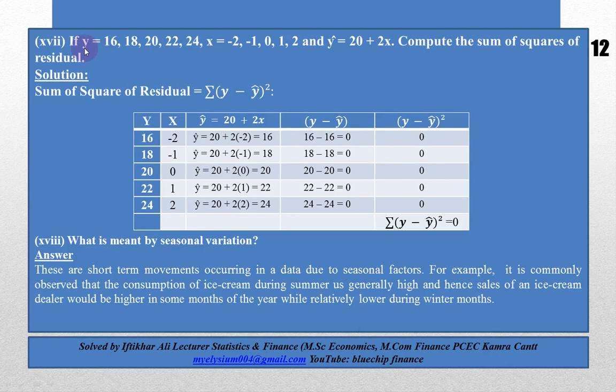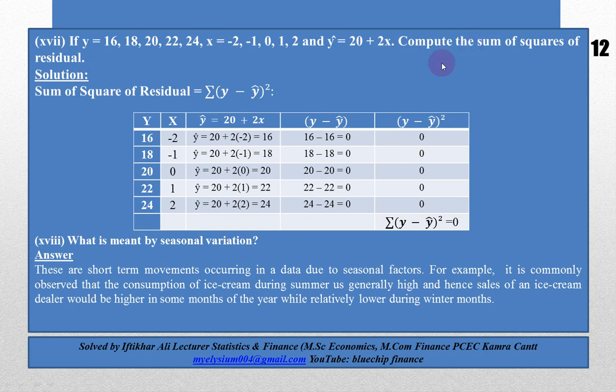Question 17. If y equals 16, 18, 20, 22, 24 and x equals -2, -1, 0, 1, 2 and y hat equals 20 plus 2x, compute the sum of squares of residual. Mind it that it is the sum of square of residual.